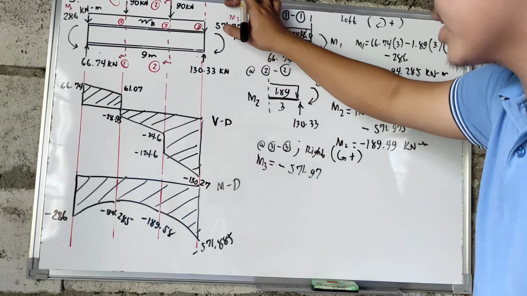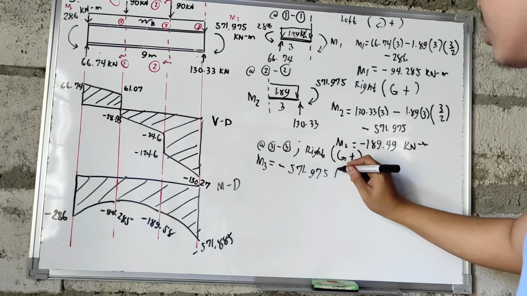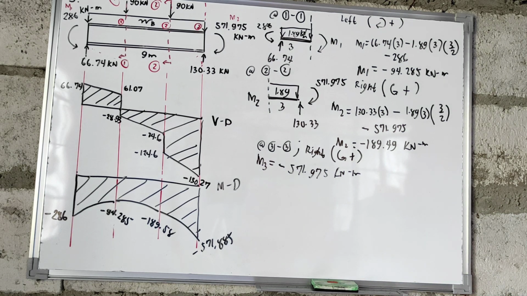975. Ito lang kasi makikita natin, kilonewton meter. So, yun yung mga shortcuts natin in obtaining the maximum moment.